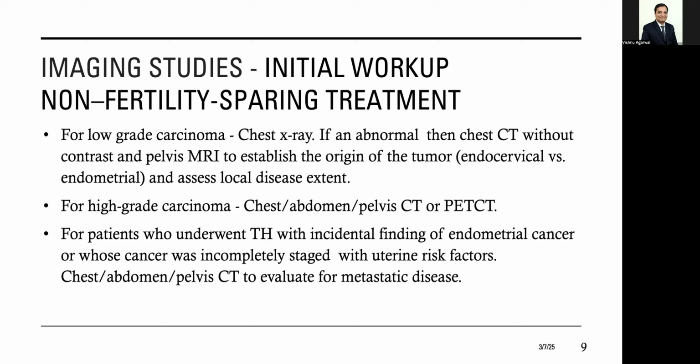Imaging is done to know the local extent and to rule out metastasis. MRI is better to know the local extent of the tumor. For metastasis in low-grade cancer, chest X-ray is done, and if it shows any abnormality, then only CT scan chest is done. In high-grade cancer or type 2 cancer, CT chest, abdomen, and pelvis is done, or PET CT, whichever is available, can be done.